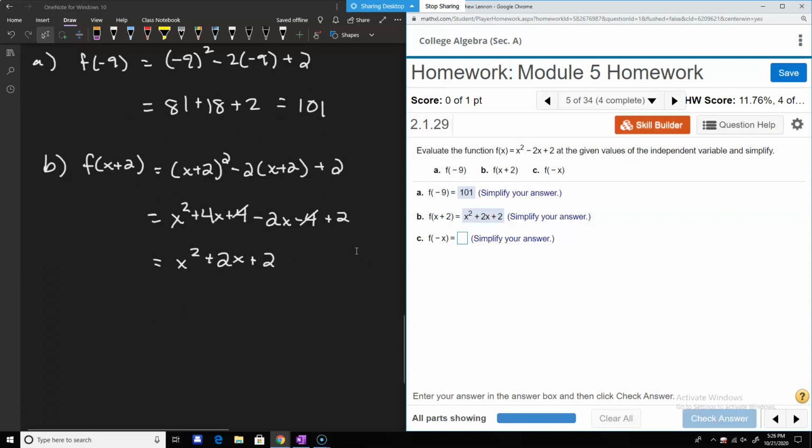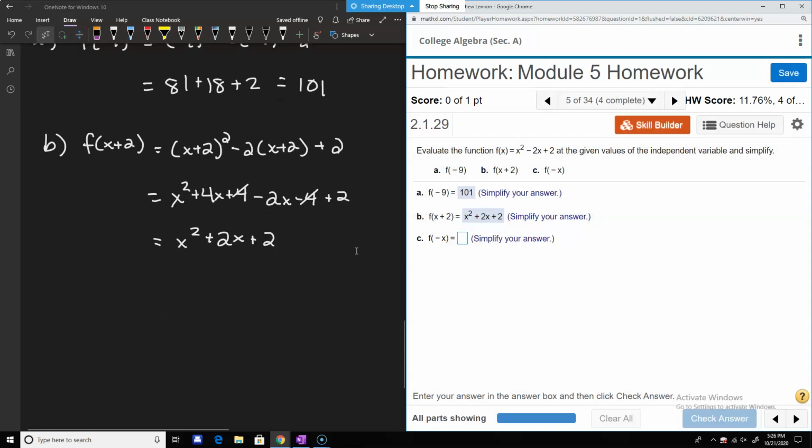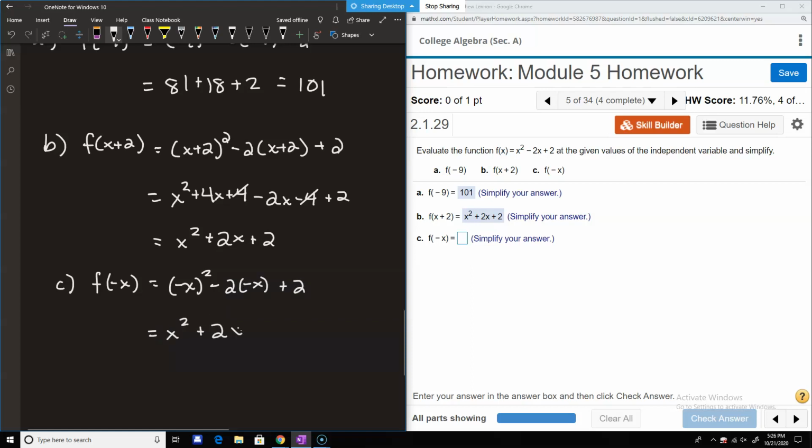And then the last one, minus x, same sort of drill. We have f of minus x, and we get minus x quantity squared, minus 2 times minus x plus 2, which comes out to x squared plus 2x plus 2. So that's what we want to enter.